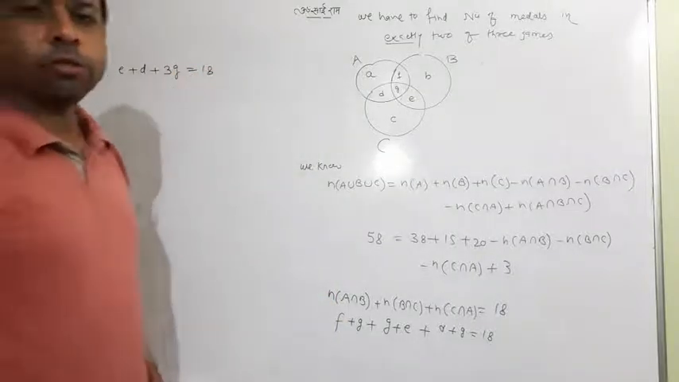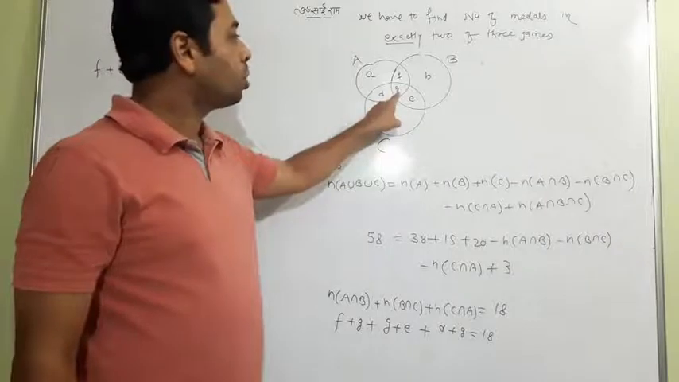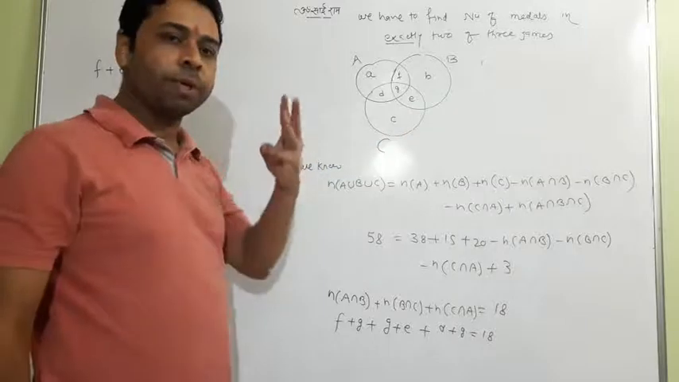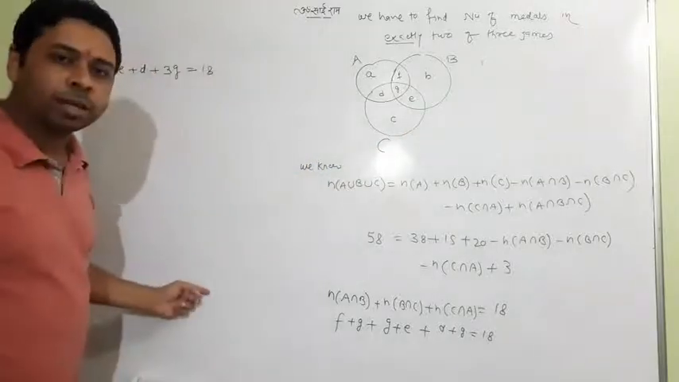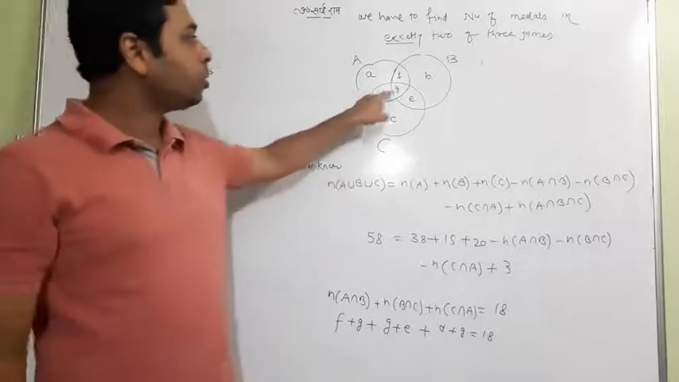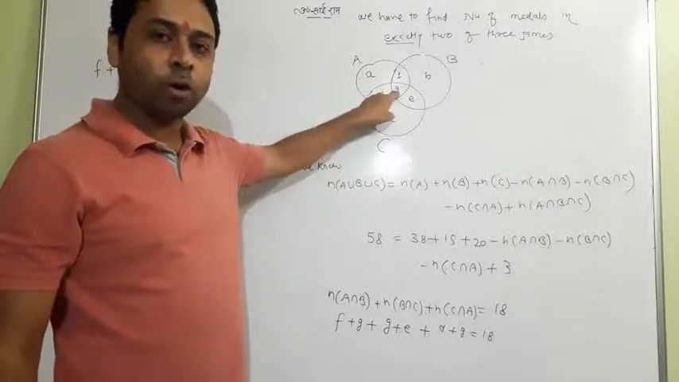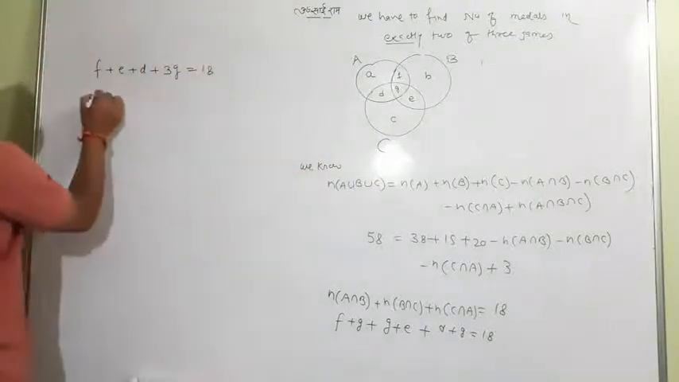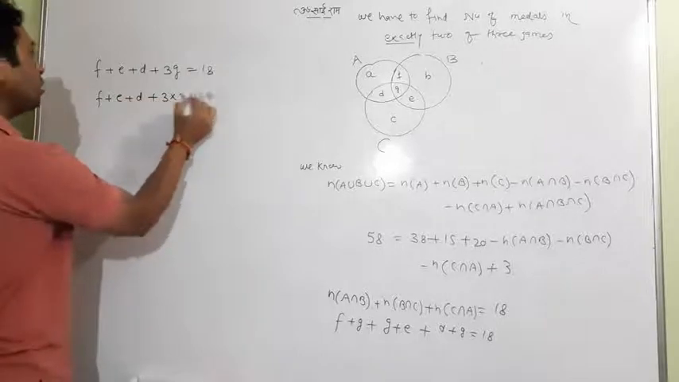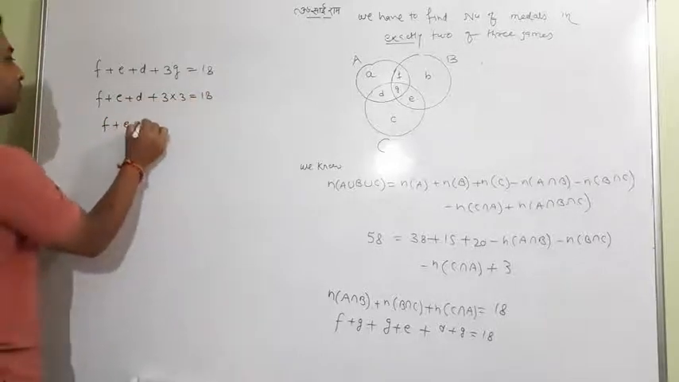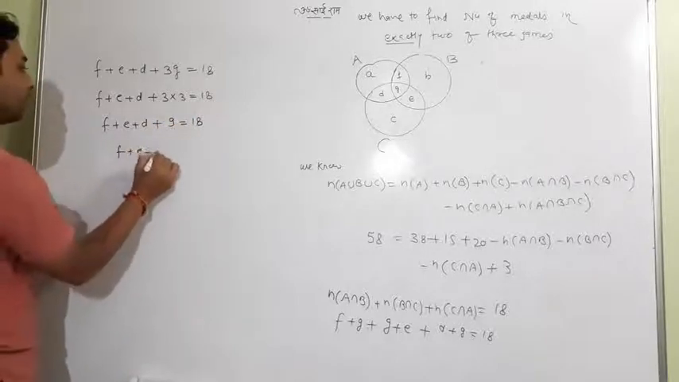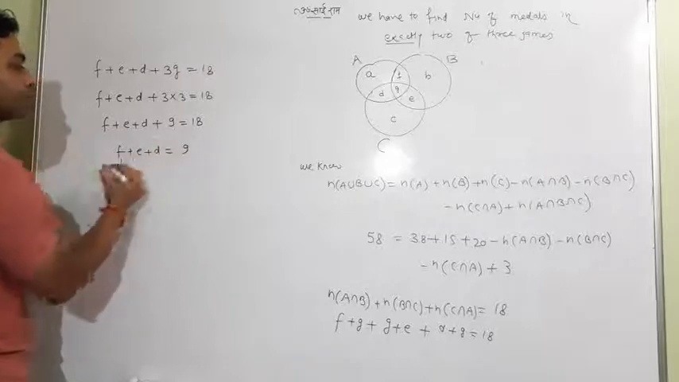One very important thing: do you know what G is? G is common to all, which was given as 3. I think you remember the sentence n of A intersection B intersection C was 3. So G is equal to 3 because it is common to all, and that was already given. So overall we got F plus E plus D plus 9 equal to 18. So F plus E plus D is equal to 18 minus 9, which is 9.